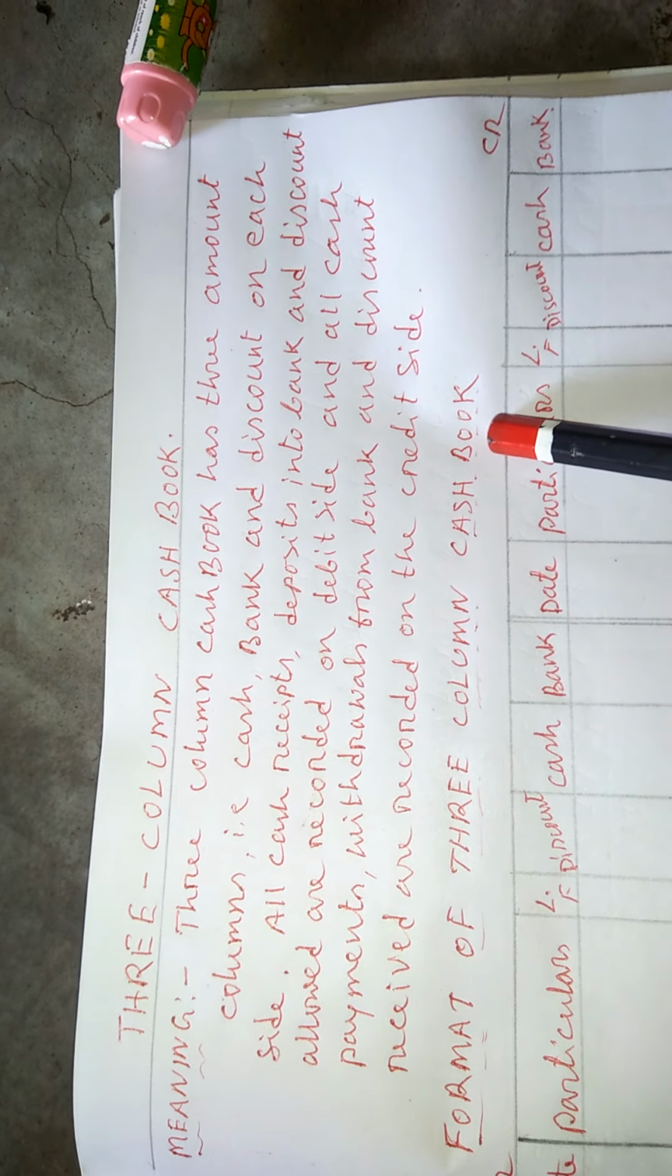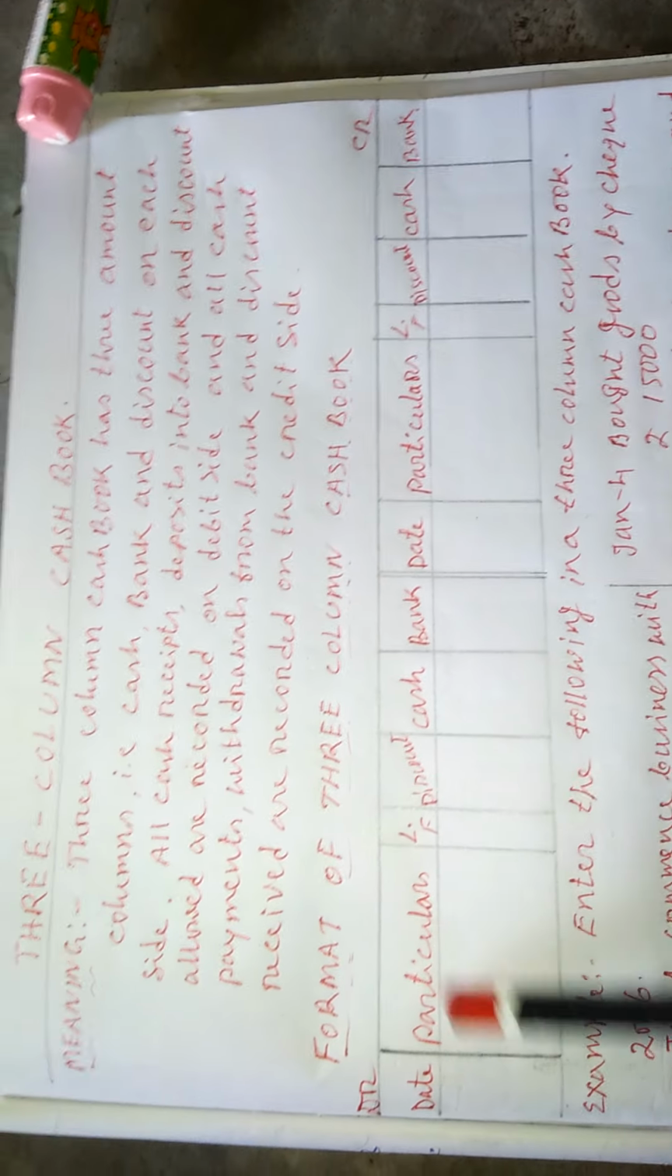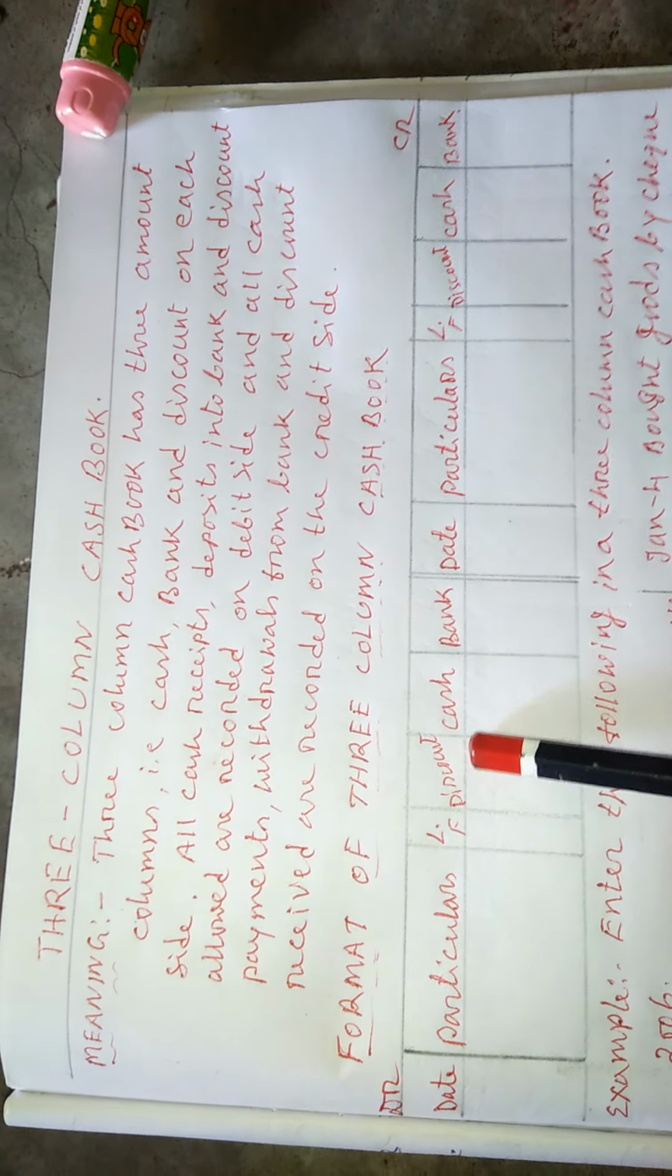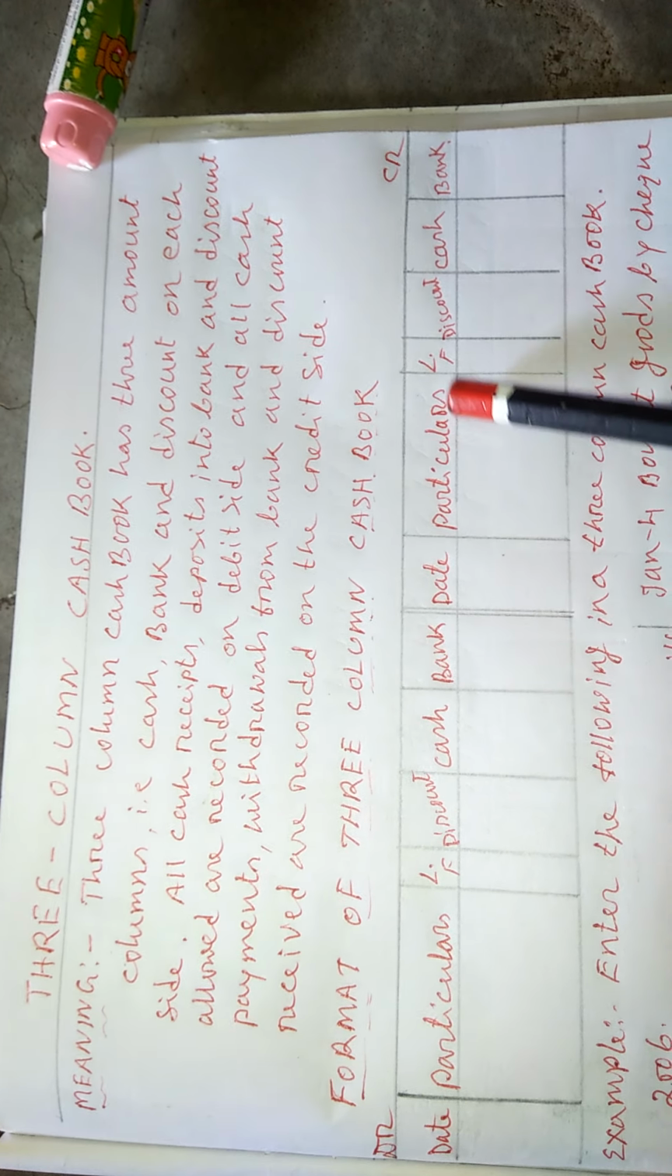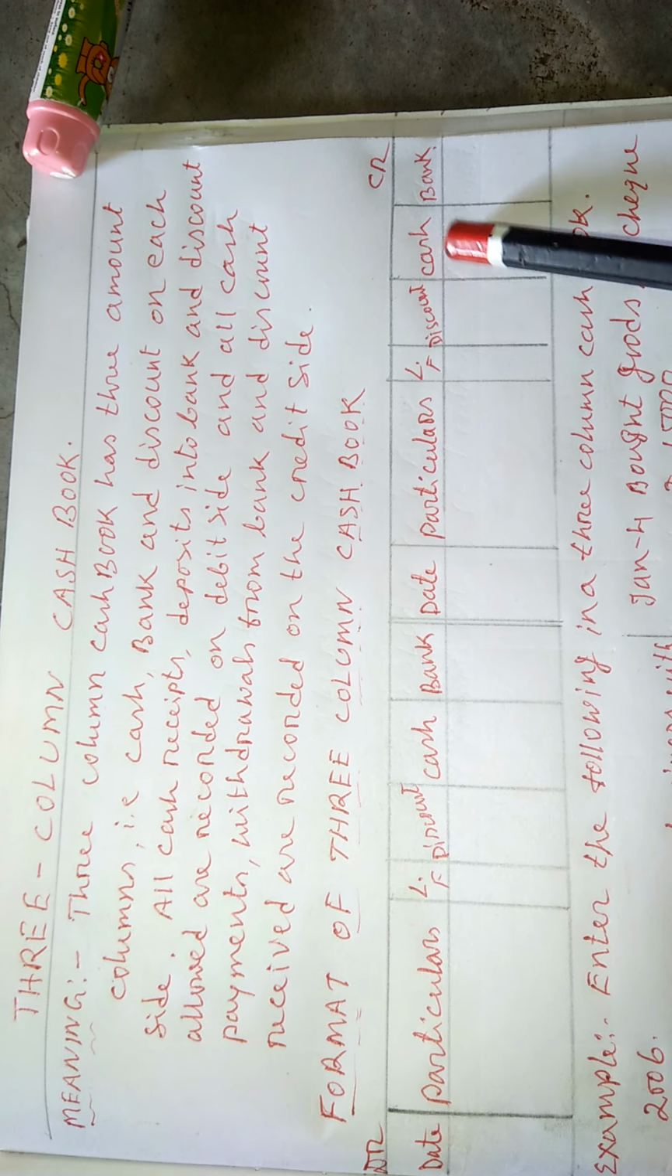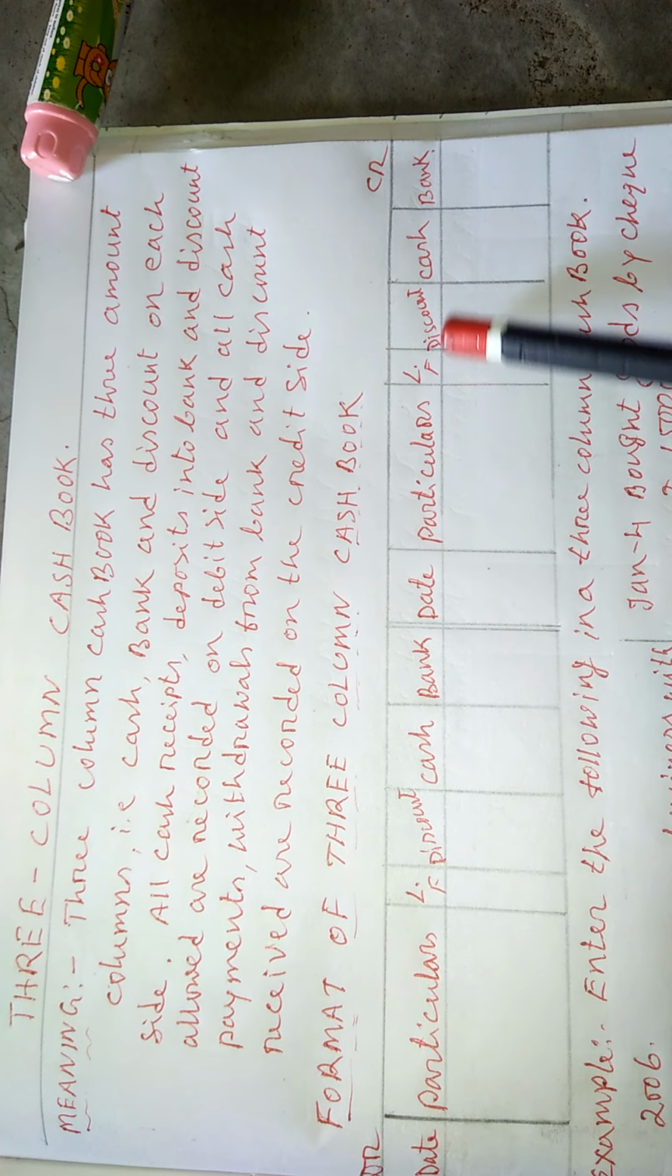Now see the format, how to draw this format. Date, particulars, ledger folio, discount, cash, bank, and date, particulars, ledger folio, discount, cash and bank. As you can see, the debit side as well as the credit side has three amount columns: discount, cash and bank. That is the only difference. The format is almost like your single and double column cash book, only the amount column has three parts.